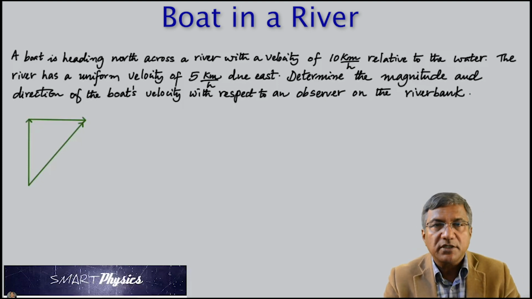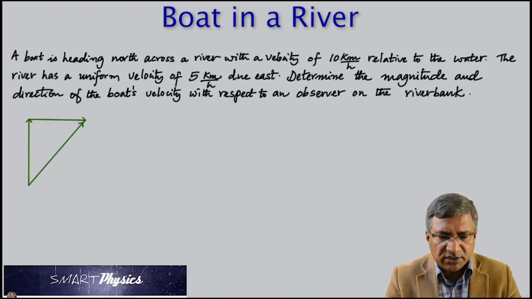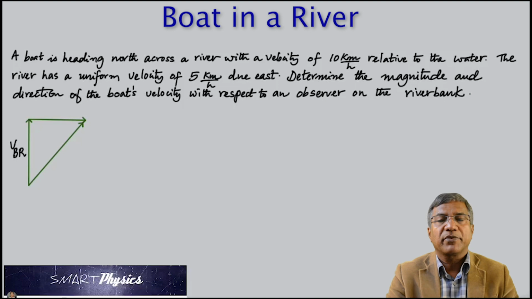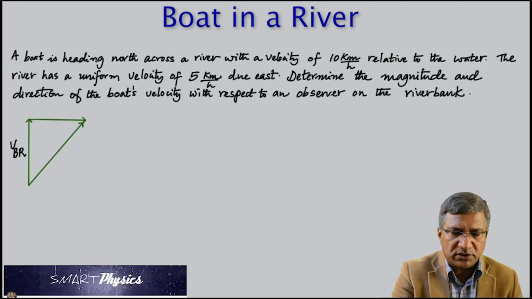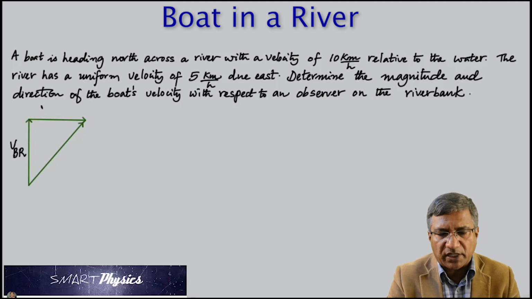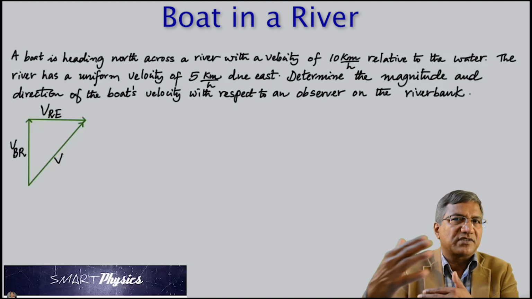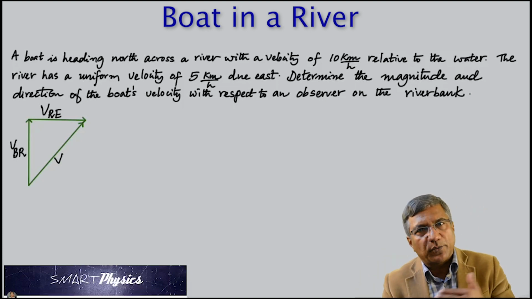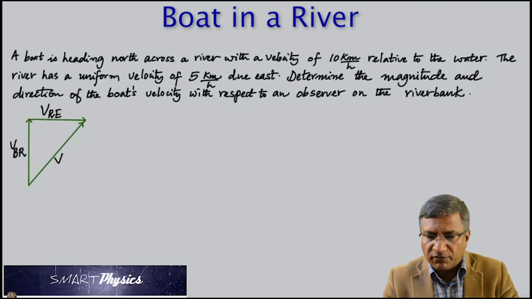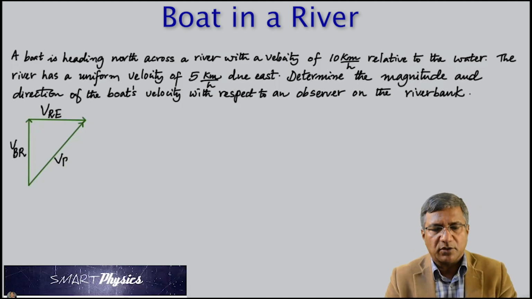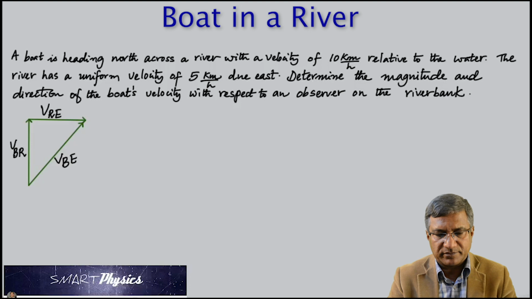Now, what's given? The first term is called VBR. That means velocity of the boat with respect to the river. So that's how you read it. That's given. And then you have the velocity of the river with respect to the earth. The earth is the bank. And then what are we trying to find? We're trying to find the velocity of the boat with respect to the earth.